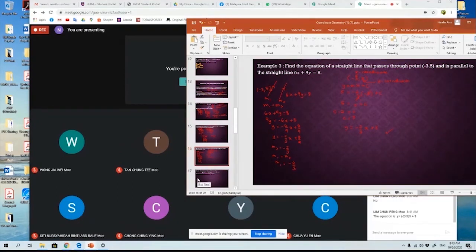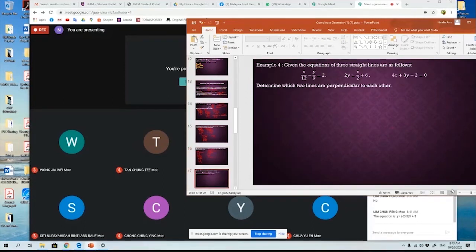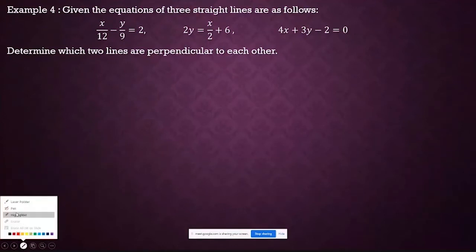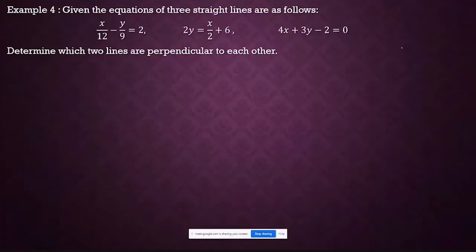Okay, the next example, example 4. Given the equation of two straight lines, perpendicular. Now the relation again, I will keep the relation of two lines. For perpendicular lines, if we have two lines, line 1 and line 2, the relation will be 90 degrees.